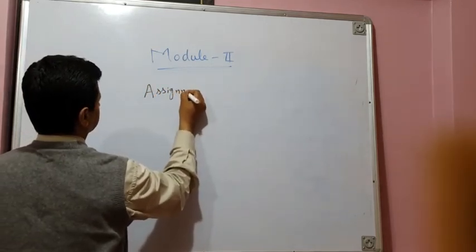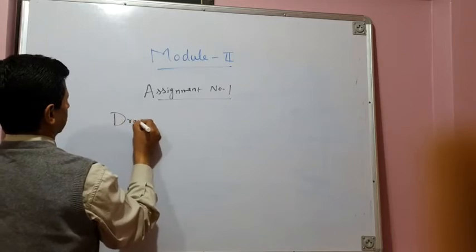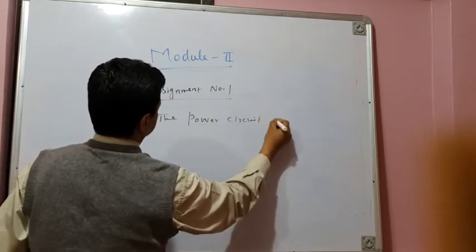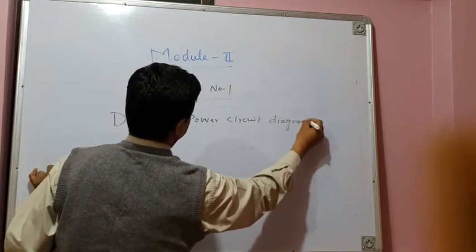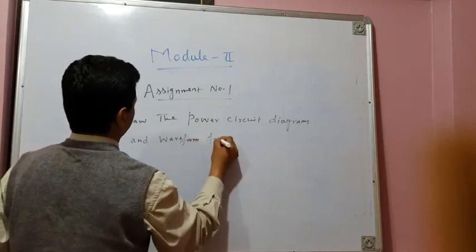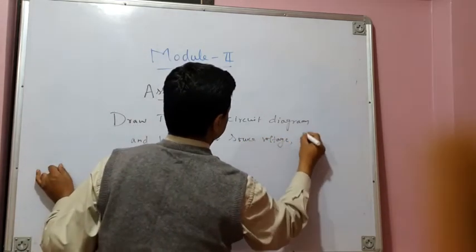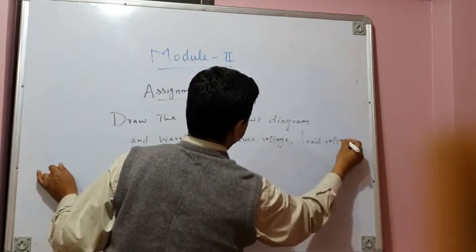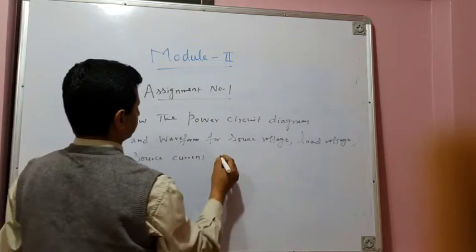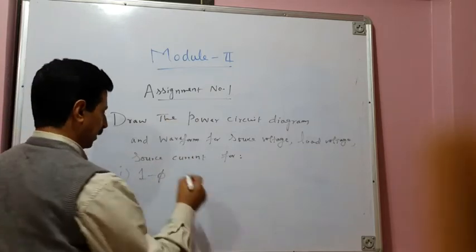Assignment number 1. Draw the power circuit diagrams and waveforms for source voltage, load voltage, and source current for single phase half wave converter.